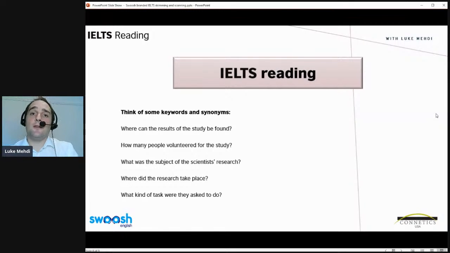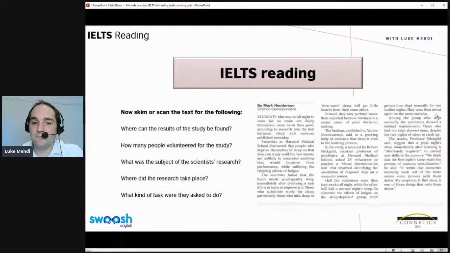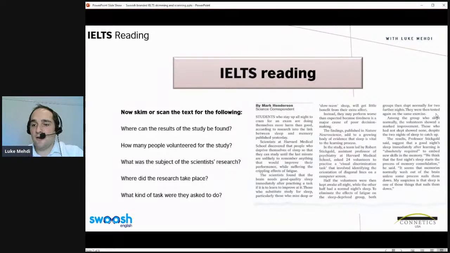What kind of task were they asked to do? The volunteers were asked to do something. Okay, so let's get the text up. And some people are finding the passage is coming up now. So first, remember, just look through, analyze those questions, think about the kinds of answers you're looking for. Now we've done that, and I will try and zoom in on this a little bit.